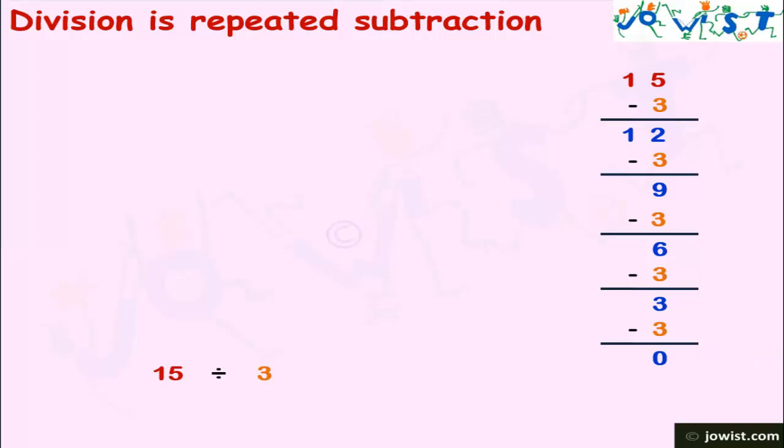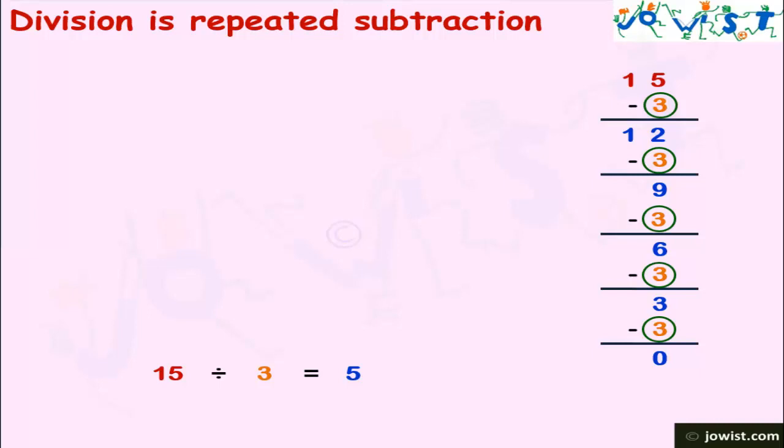How many times did we subtract 3 from 15? Yes, we have 1, 2, 3, 4 and 5. We subtracted it 5 times. Therefore, 15 divided by 3 is equal to 5.